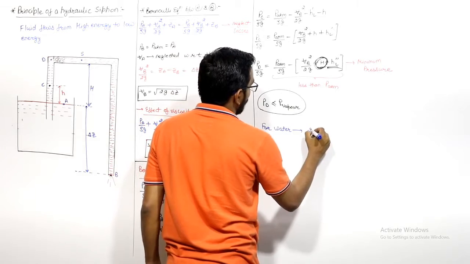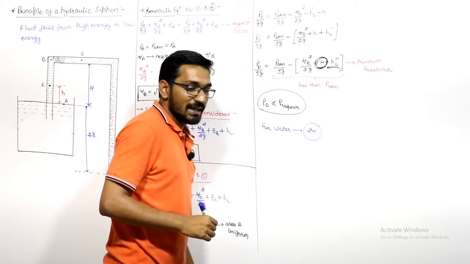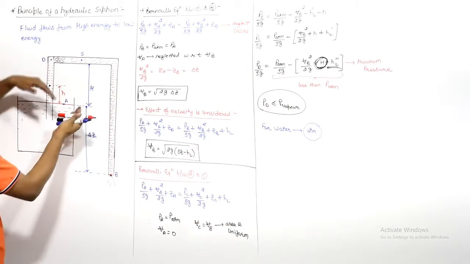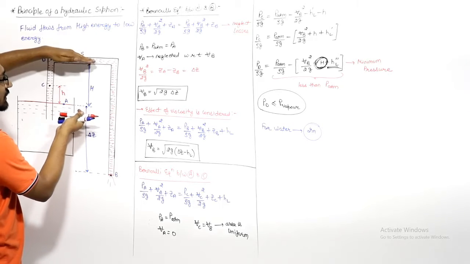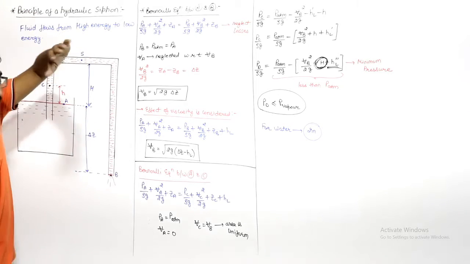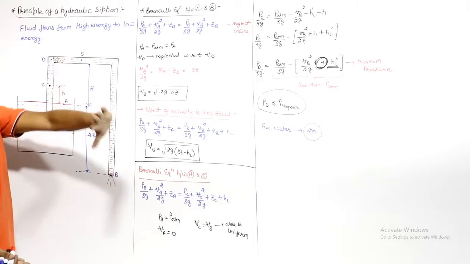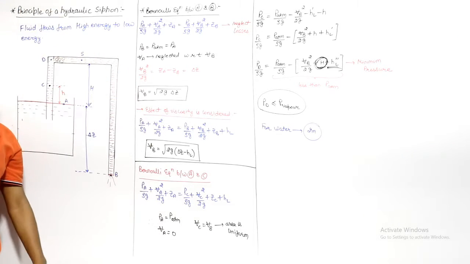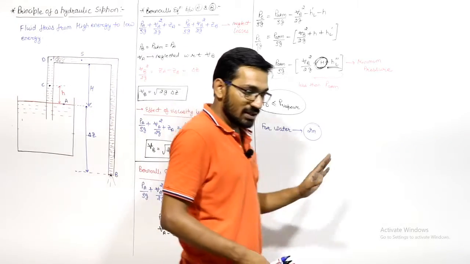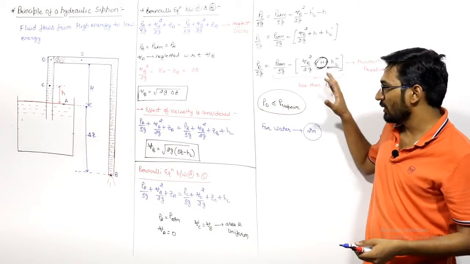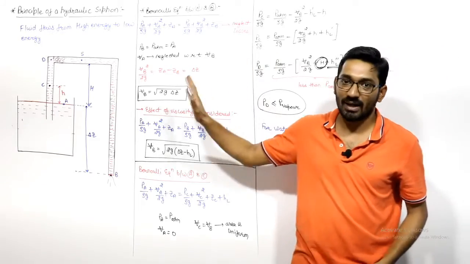this height will be 2 meter. For water this will be 2 meter. So you cannot increase this H beyond 2 meter for water, right? The difference between this and this will not exceed 2 meter for water, otherwise water vapor will start forming. This is the limitation, and if you take care of this limitation, the siphon will work.